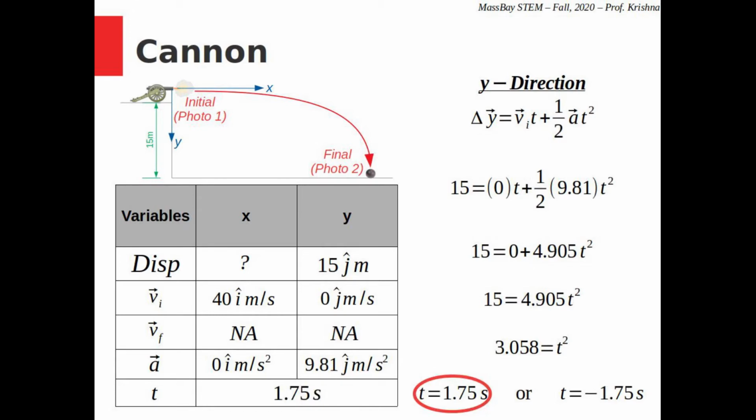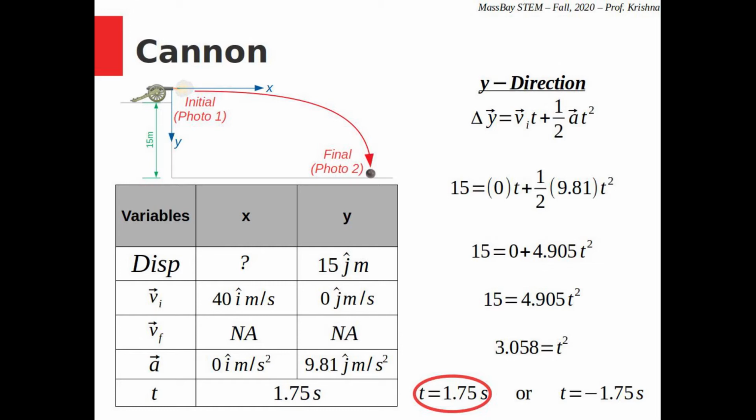You get a time of 1.75 seconds. That's how long it takes for the cannonball to land. If we had tried to solve for the displacement in x first, we would have gotten stuck, because we had only 2 pieces of information in x. But by using the y direction to solve for time first, we now have 3 pieces of information in x.